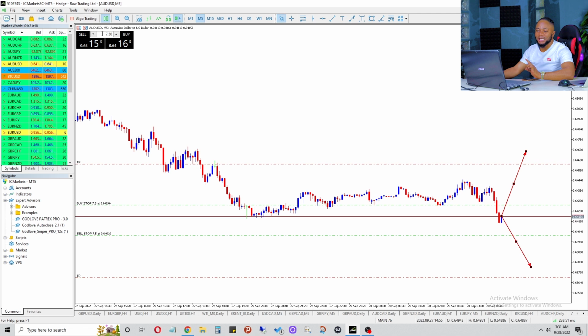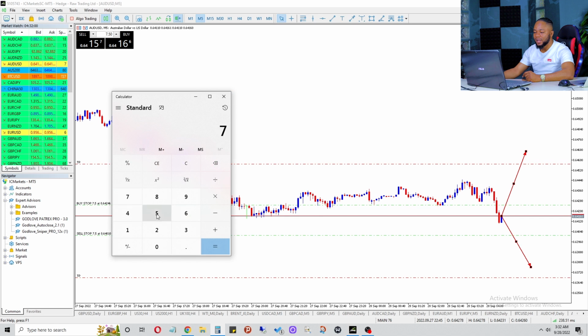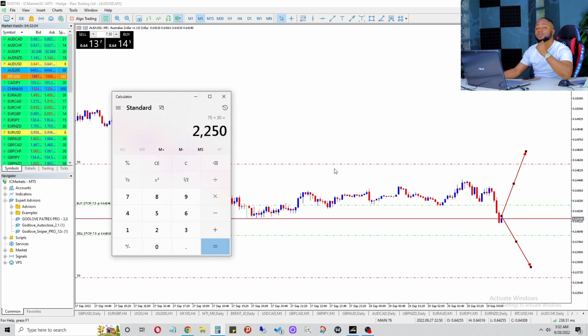And remember, see the lot size we are using, 7.5, meaning 1 pip on this trade is going to be $75. And $75, let's just do some quick math. All right, $75 times 30. So it would have made about $2,200 on this particular trade if it would have gone our way.